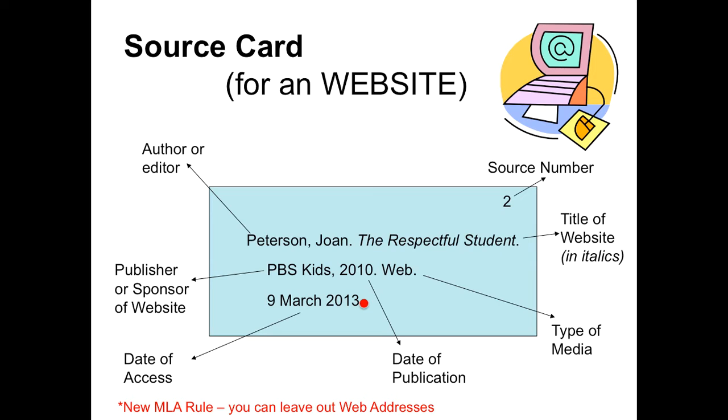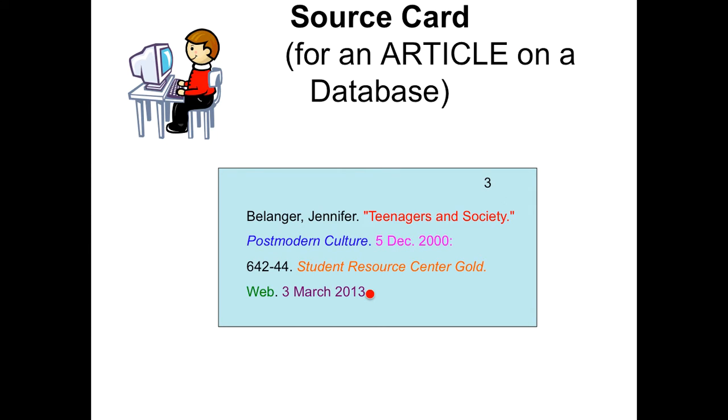The third type of source card we're going to create is for an article on a database. So remember when we were in the Media Center, we looked at different databases such as Gale Power Search, SIRS Knowledge Source, Masterfile Premier. All of those are articles on a database. So technically, when we go to make an article on a database source card, we have to cite three different things. We have to cite the article title. Then we have to cite where that article was originally published. What is the magazine, journal, or newspaper where that came from? And lastly, we have to cite the database that it came from.